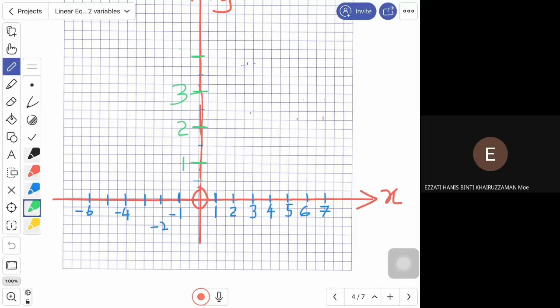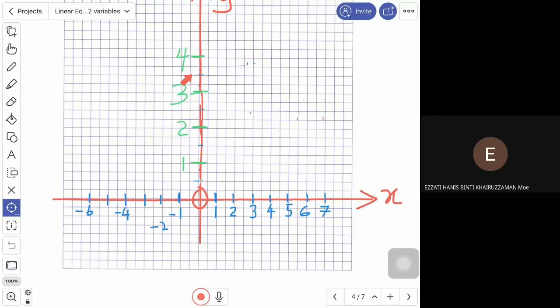As long as every single scale must be regular. Yes, for the y-axis the scale is different from the x-axis. But even though the scale is bigger, they are even. Now here is 4, here is 4, 4, 4, like that. Okay, that's about labeling the scale.